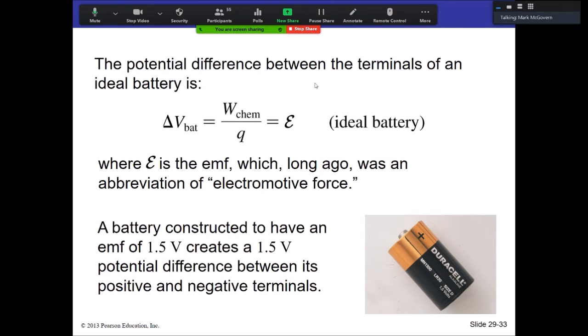And so this EMF here refers to what the battery is able to do. Now, this is an ideal battery. This is what the battery is supposed to deliver. In reality, though, a real battery does have some internal resistance in it, which builds as the battery starts to wear out. So this is your theoretical, what the battery is supposed to be able to do.